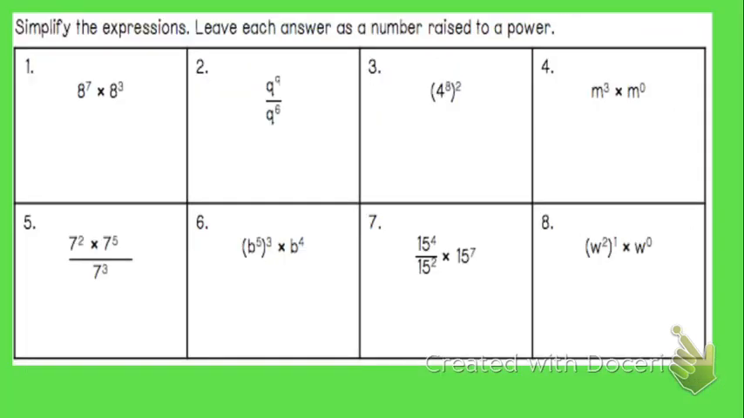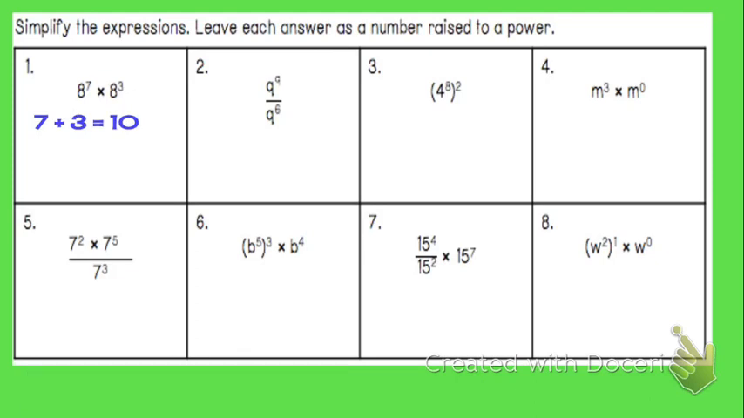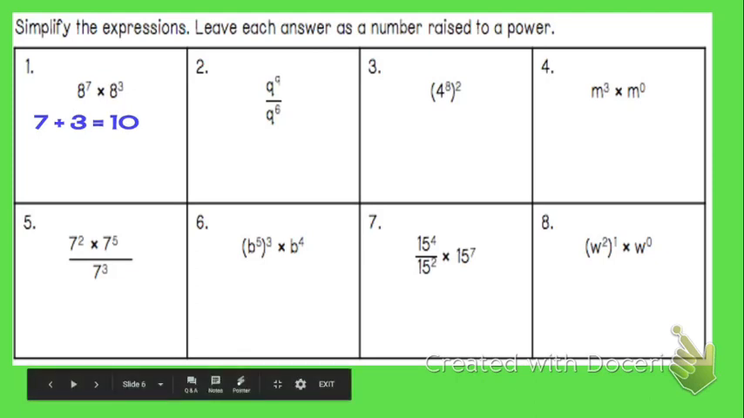So let's look at some examples. Simplify the expressions and leave each answer as a number raised to a power. So we're going to leave it in a form with an exponent. We have 8 to the 7th power times 8 to the 3rd power. Like the rule says, when you're multiplying like bases, you're going to add the exponents together. So we're going to end up with 7 plus 3. That's going to give us 10. And then our answer is going to be 8 to the 10th power.